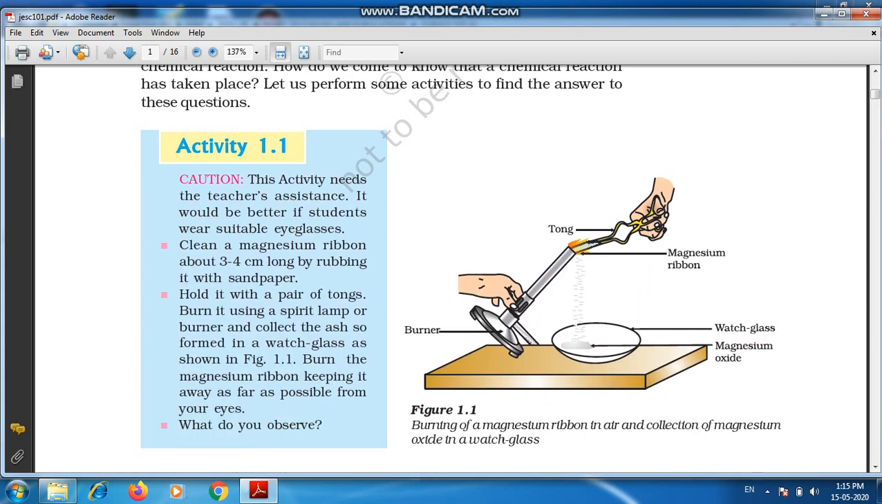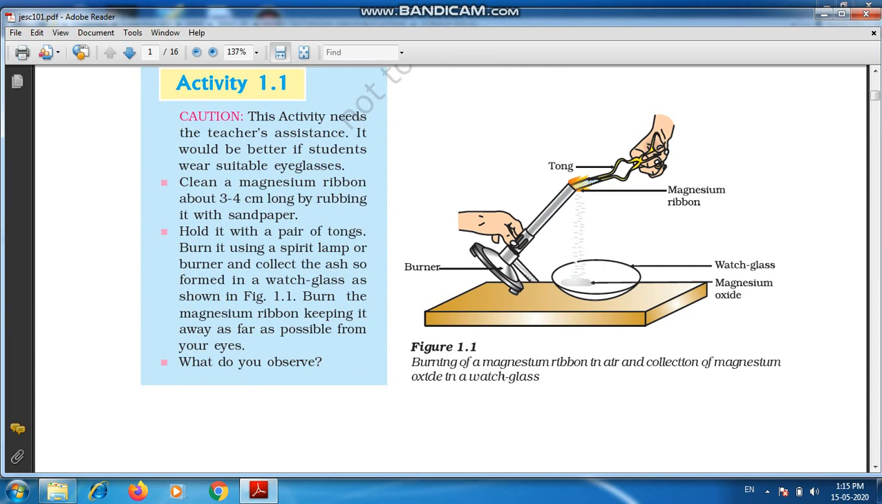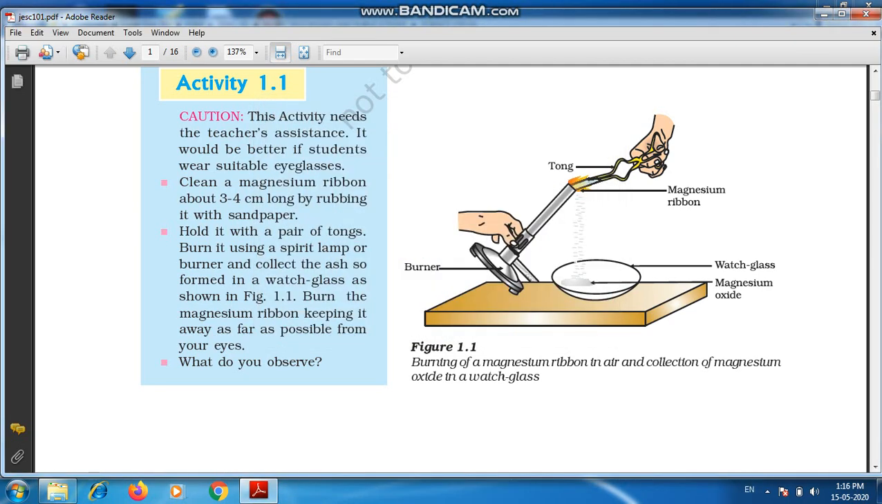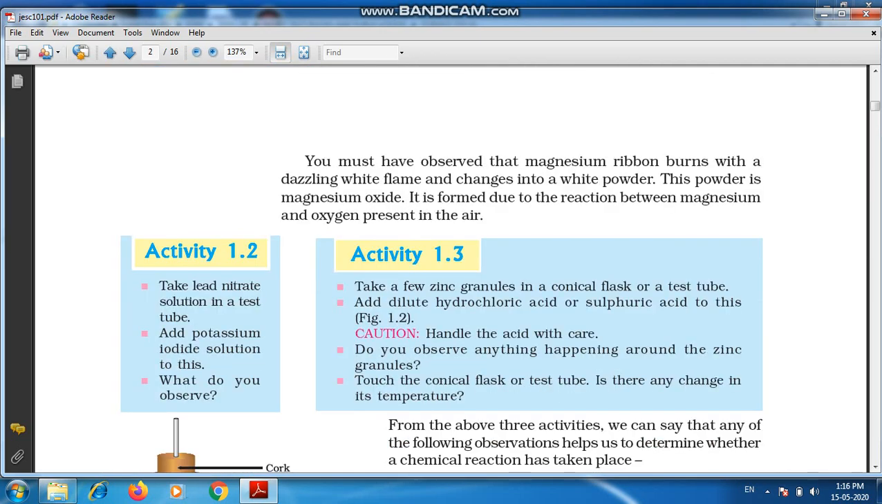In your text there is the first activity. This is activity 1.1. In this there is a magnesium ribbon of about 3 to 4 centimeters. It's cleaned with sandpaper. Why do we clean it? Because there is some dust on it. To clean it, we clean it, and it is burned. When it is burned, what change comes in it? You must see that the magnesium ribbon burns with a dazzling white flame and changes into white powder. So there is a reaction taking place between magnesium and oxygen.